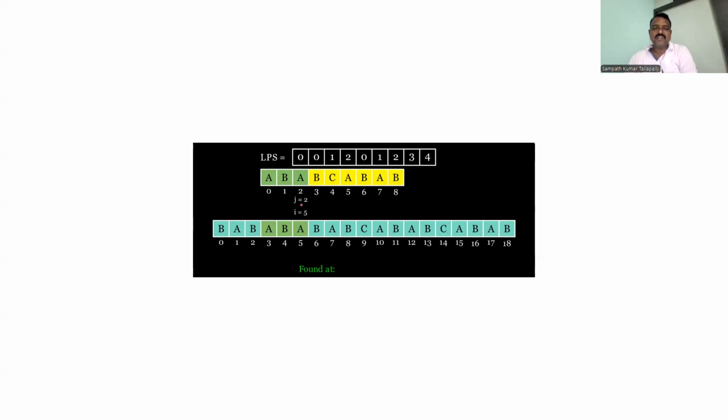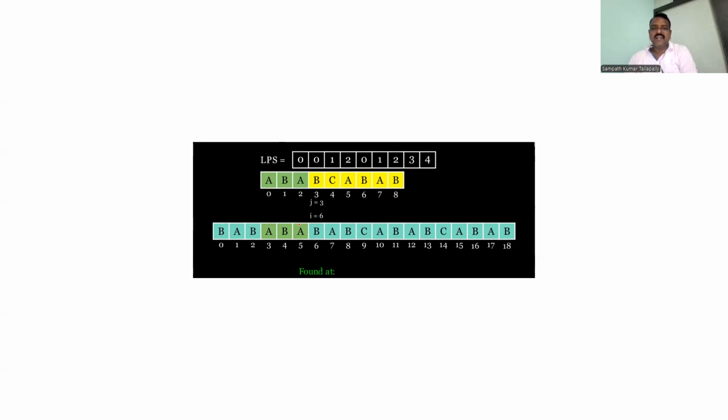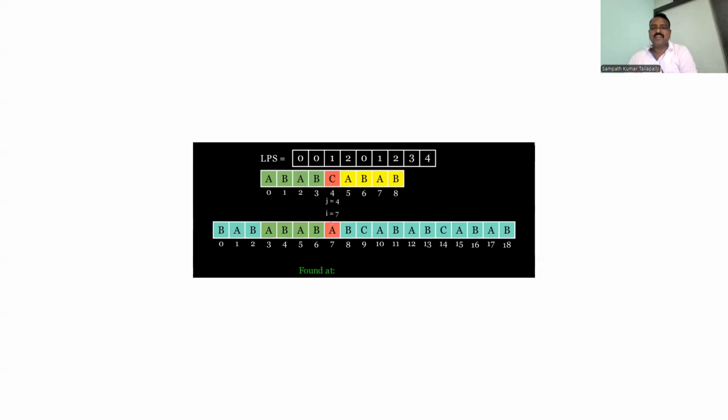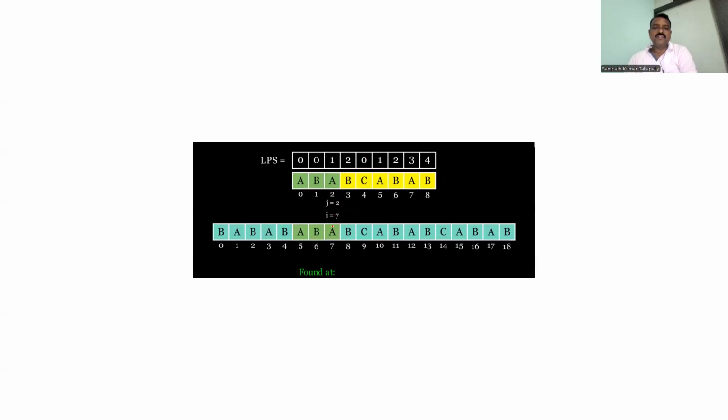Now we are going to compare these two elements, and observe that they are equal, and again they are not equal. So whenever they are not equal, what we need to do now? We need to take this value, and again we perform 4 minus 2 is equal to 2. Again, we say J will be equal to 2 instead of 4. Now, again, we compare these two elements and we observe that these two are equal.